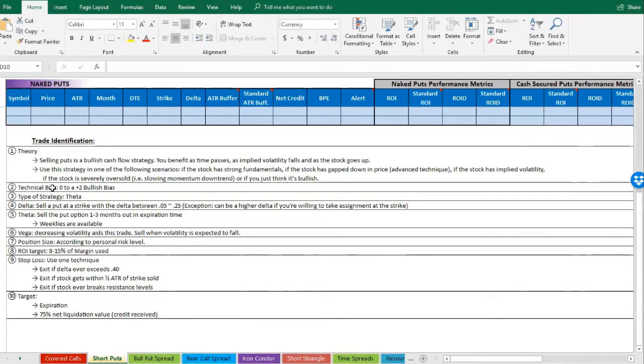The technical bias is a 0 to a 2, which means we're bullish. Theta means it's a cash flow trade. That's just terminology we use in trading, okay? The deltas we're going to use are between 0.05 and 0.25.